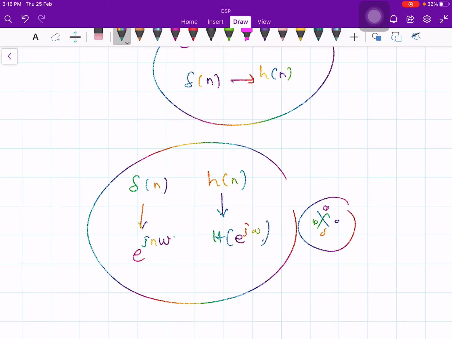Okay, so let me stop here. In the next example, we will consider an example, and then we will try to find its response in terms of magnitude and phase.